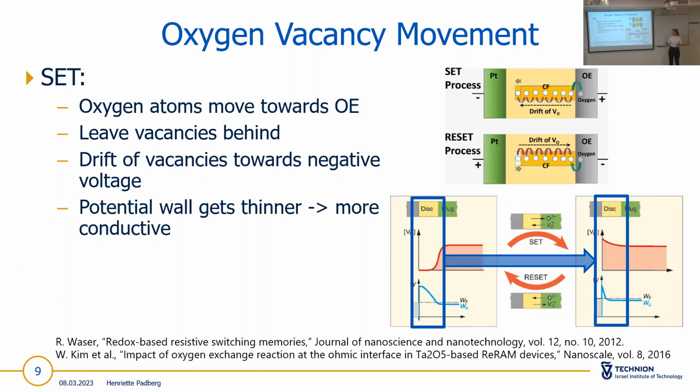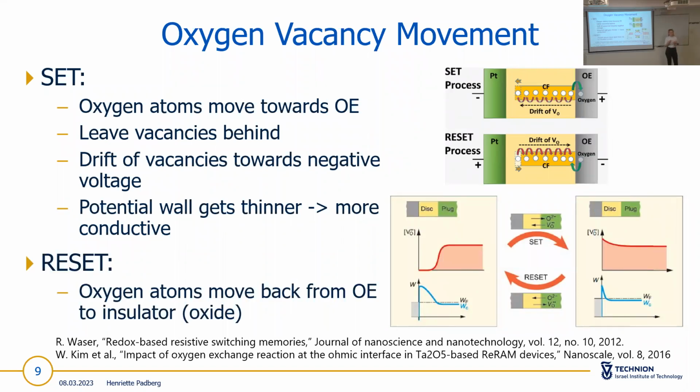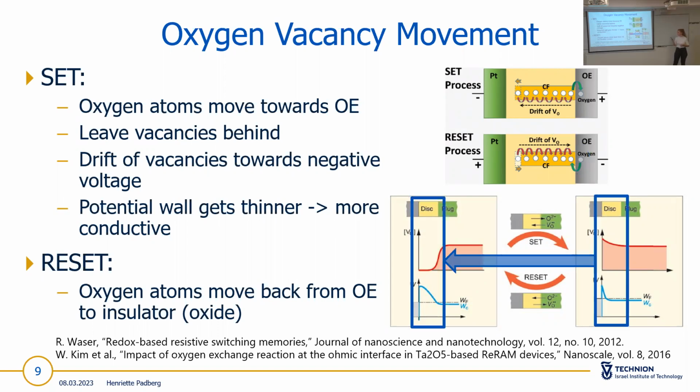If you now perform a set and are after that in the on state, you can see here that in the disk area, the concentration of vacancies is very high. So the potential wall decreases massively and the resistance gets low. You can reverse this with the reset so that the oxygen atoms move back from the ohmic electrode to the insulator layer, and the effective drift of the vacancies is to the ohmic electrode. Also here you can see then that the concentration of the vacancies decreases again and the potential wall increases.